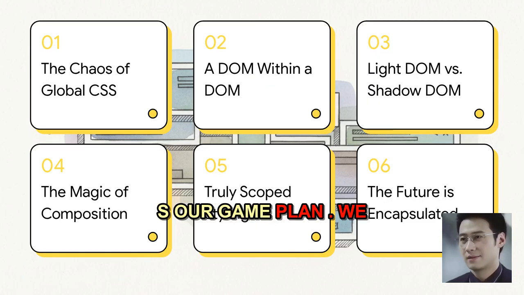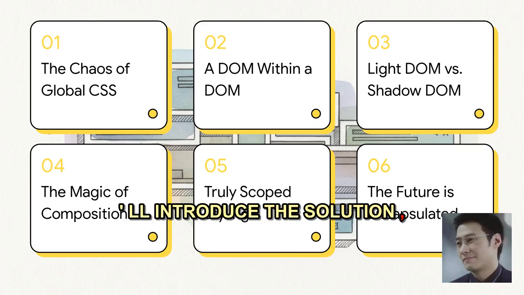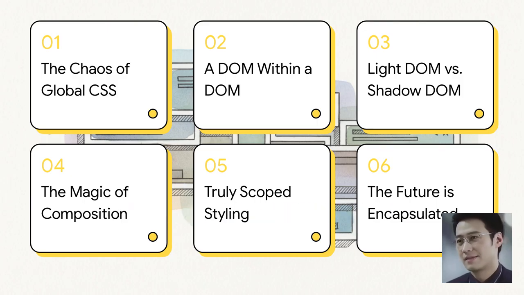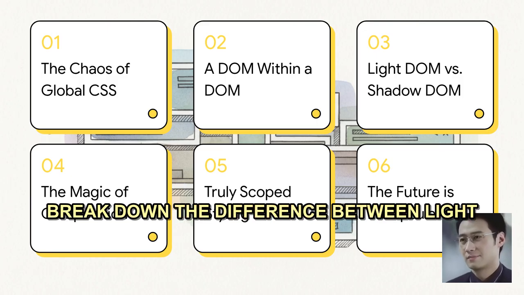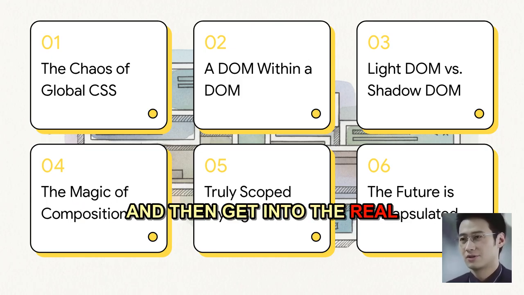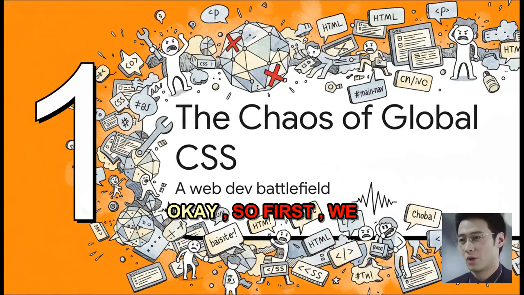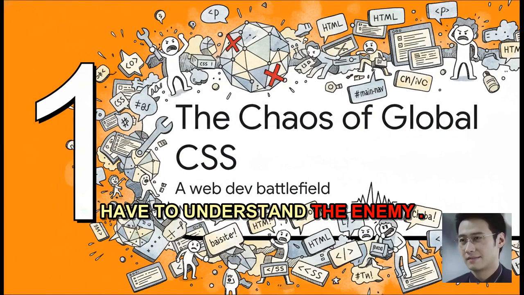So, here's our game plan. We're going to start with the problem, the total chaos of global CSS. Then we'll introduce the solution, this idea of a DOM within a DOM. We'll break down the difference between light DOM and shadow DOM, see how they magically work together, and then get into the real superpower, truly scoped styling. Let's dive in.